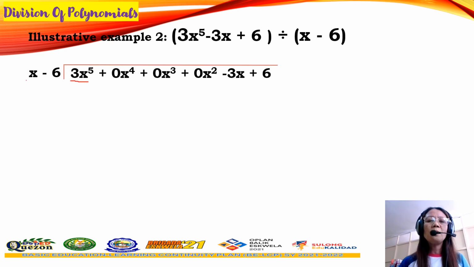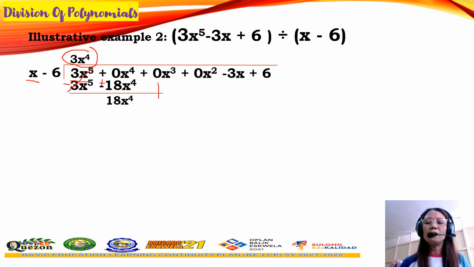3x to the fifth divided by x is equal to 3x to the fourth. Ayun. Then multiply 3x to the fourth times x is equal to 3x to the fifth. 3x to the fourth times negative 6 is negative 18x to the fourth. Then change the sign. Yan, change the sign of the subtrahend. Therefore, cancel na ito. 0x to the fourth plus 18x to the fourth is equal to 18x to the fourth.